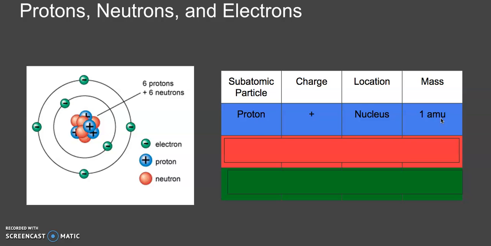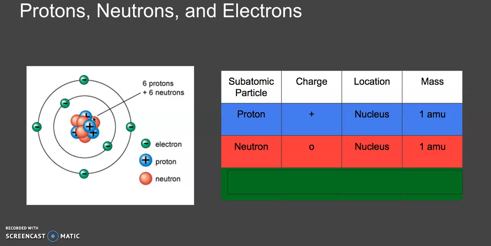The second subatomic particle is here in red, and this is a neutron. A neutron has a neutral charge, and it's also located here in the center of our atom, in the nucleus. And it has 1 AMU as well. So it is the same mass as our proton. So why would we have this particle that is neutrally charged? It doesn't really do anything besides add mass to our atom.